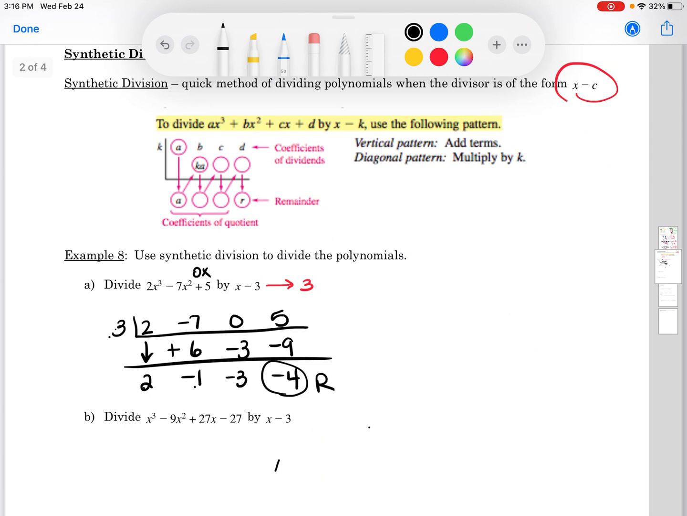Okay, so this lets us do the same problem just a little bit quicker. So we have a remainder of negative 4. This just drops a degree, so this is 2x squared minus 1x minus 3 with a remainder of negative 4.